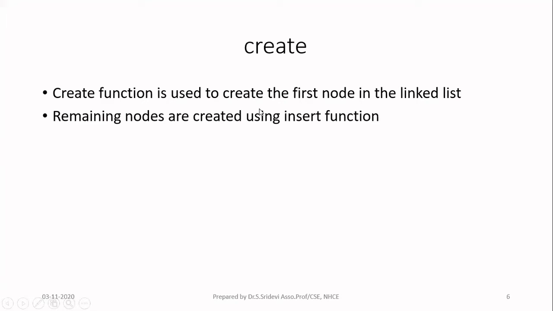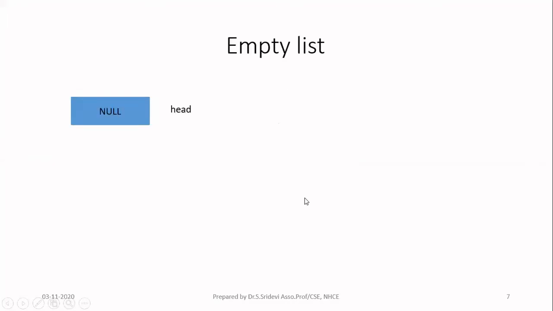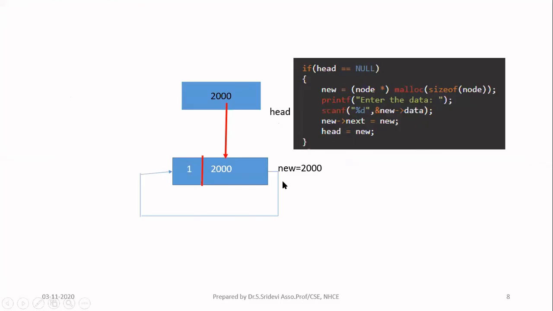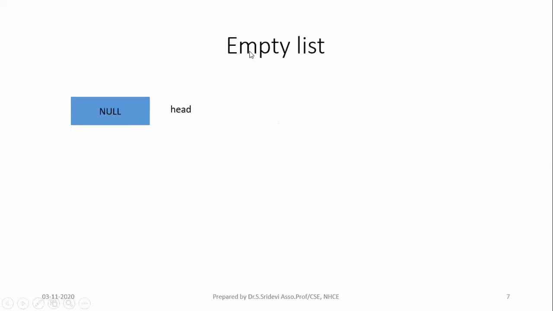Now, first we'll focus on the create function. We can use this function to create only the first node in the linked list. If you want to create all the remaining nodes, you have to use the insert function. So let us see how this create function works. First, let us see the empty list. Empty list means your list is not having any data, but you will still have the head pointer. This head pointer will have the value null. Since it is null, it is not pointing to any list, so it is empty.